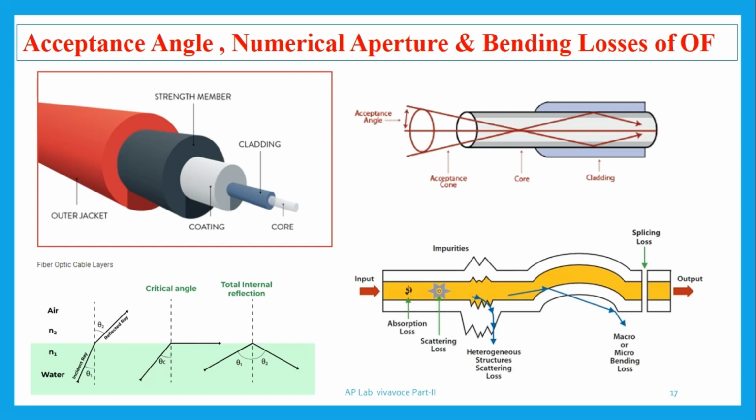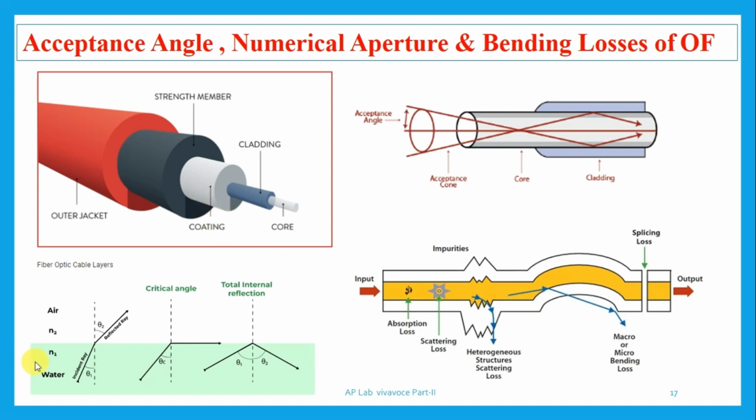So here what we are going to do is we are going to see what is optical fiber, what do you mean by acceptance angle and numerical aperture, on what principle this optical fiber will work, and what are the general laws that take place here. So here we can see the picture.